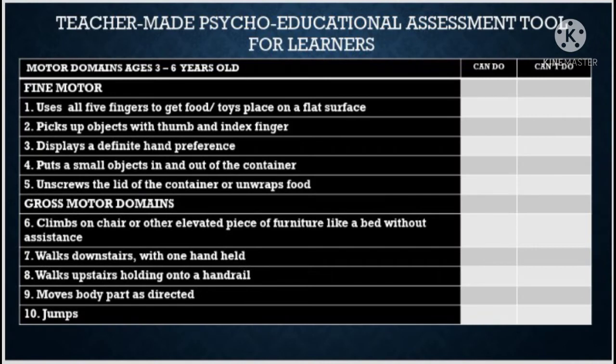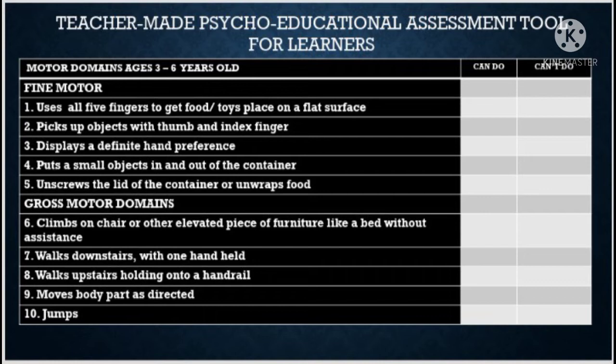For motor domains, let's start first with the fine motor. Number 1. Uses all 5 fingers to get food and toys placed on a flat surface. 2. Picks up objects with thumb and index finger. 3. Displays a definite hand preference. 4. Puts a small object in and out of a container. 5. Unscrews the lid of a container and unwraps food.